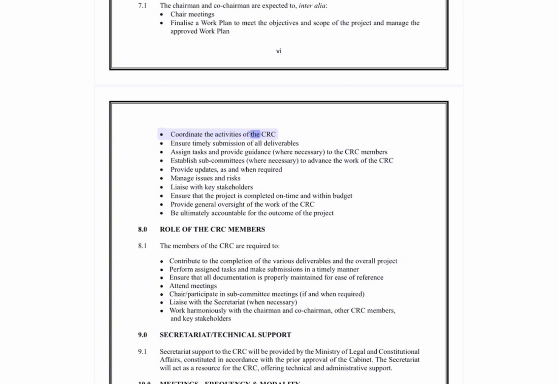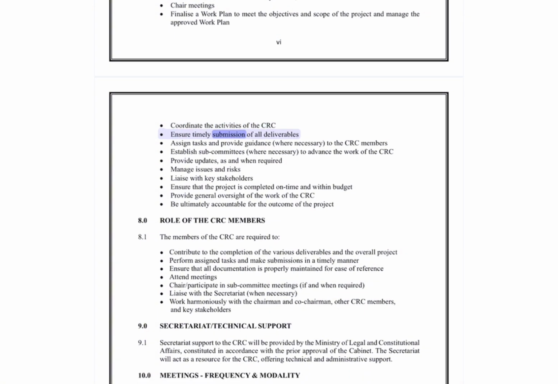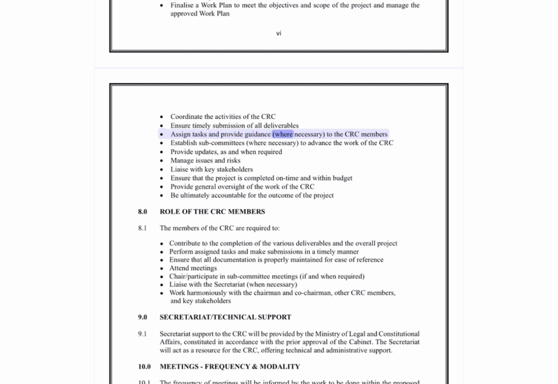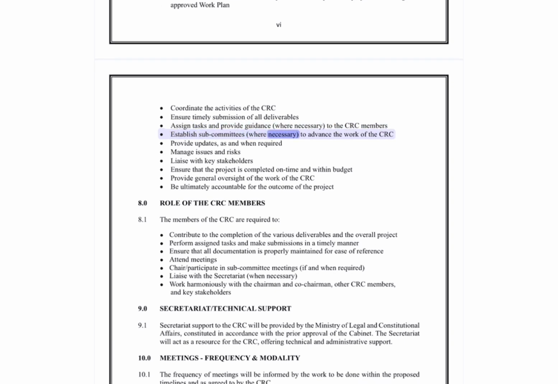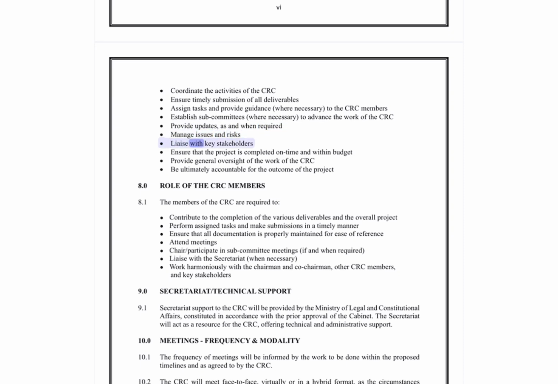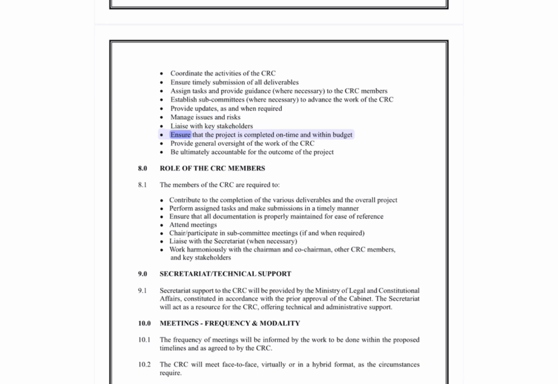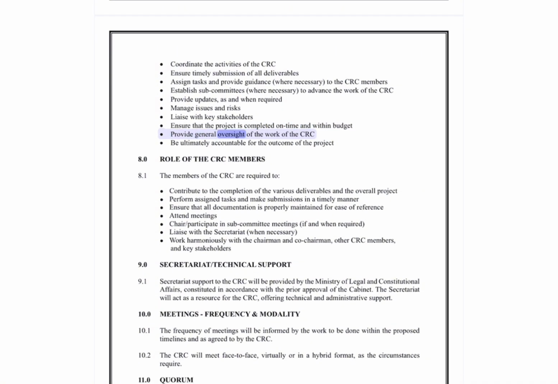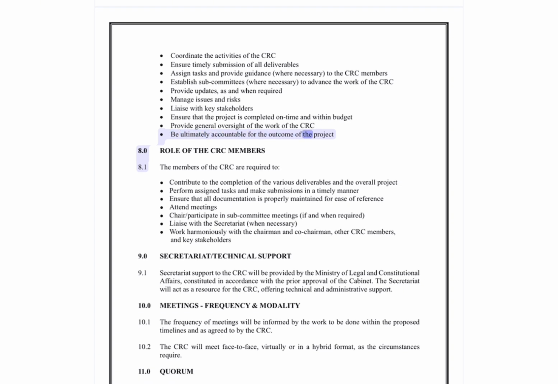Coordinate the activities of the CRC, ensure timely submission of all deliverables, assign tasks and provide guidance, where necessary, to the CRC members, establish subcommittees, where necessary, to advance the work of the CRC, provide updates as and when required, manage issues and risks, liaise with key stakeholders, ensure that the project is completed on time and within budget, provide general oversight of the work of the CRC, be ultimately accountable for the outcome of the project.